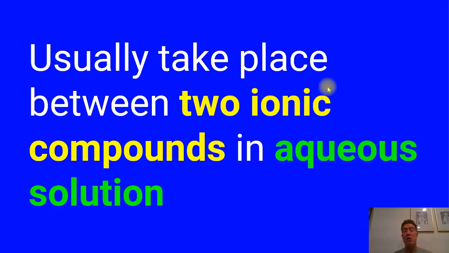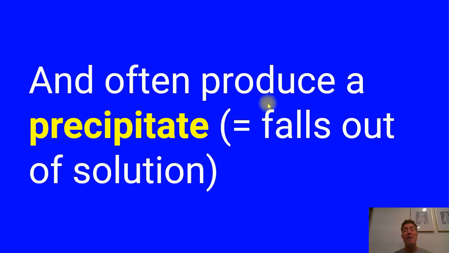A double displacement reaction usually takes place between two ionic compounds in aqueous solution, dissolved in water. And it often produces a precipitate, something that goes from being dissolved in a solution to being unable to stay dissolved. That word is known as insoluble. So if it's insoluble, it will fall out of solution, trickling down as little flakes or little solids to the bottom of the container.